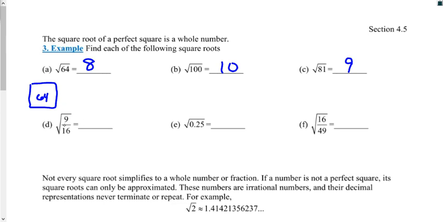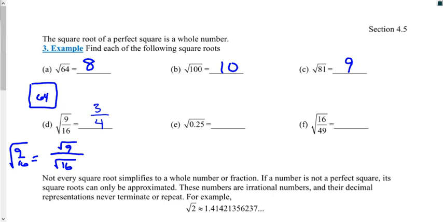Okay, fractions are no different. That's just fine. Because look at this, there's actually a property with radicals that says I could break this up and make this the square root of 9 over the square root of 16. Right? The square root of 9/16, I can just split it up like this. If I do that, now I know the square root of 9 is 3, and the square root of 16 is 4.